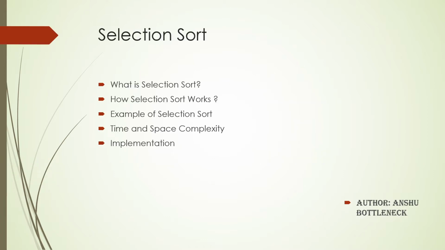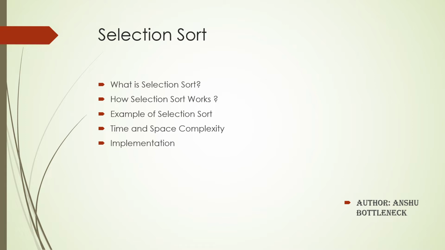Selection sort is a simple sorting algorithm. This sorting algorithm is an in-place comparison-based algorithm in which the list is divided into two parts, the sorted part at the left end and the unsorted part at the right end. Initially, the sorted part is empty and unsorted part is the entire list. The smallest element is selected from the unsorted array and swapped with the leftmost element, and the element becomes the part of the sorted array.